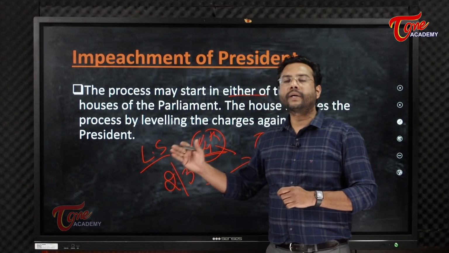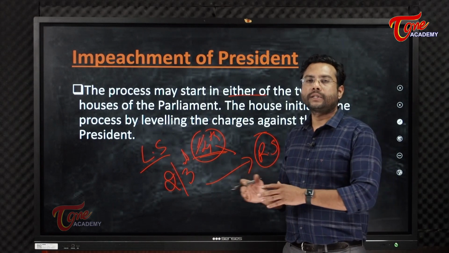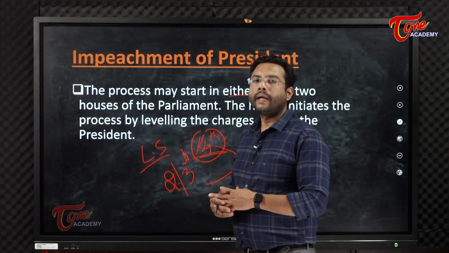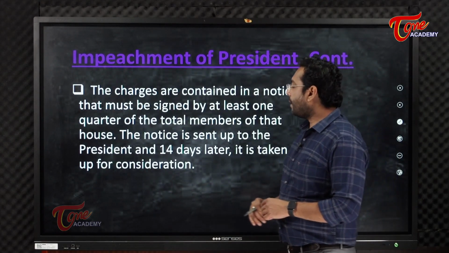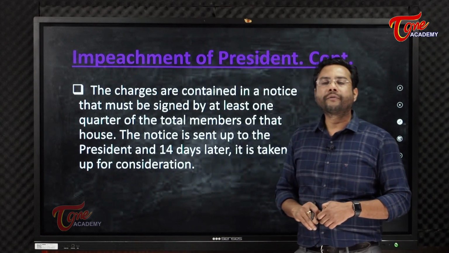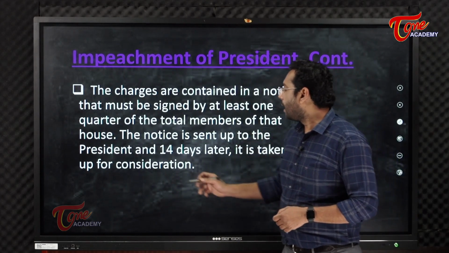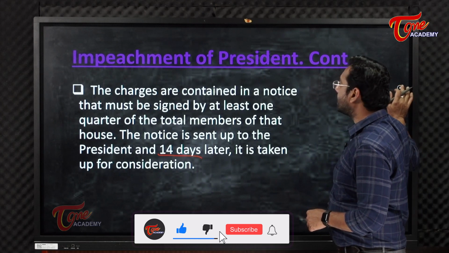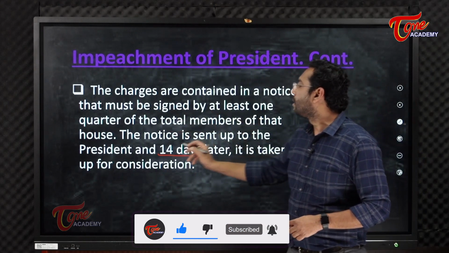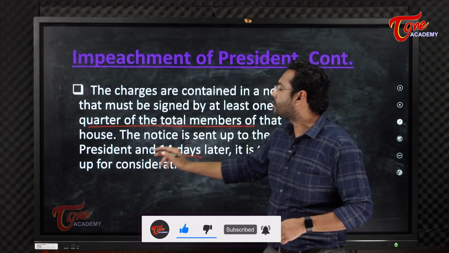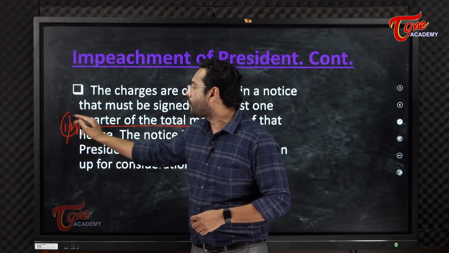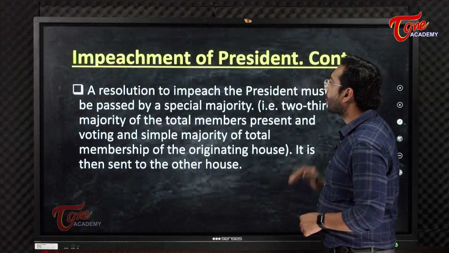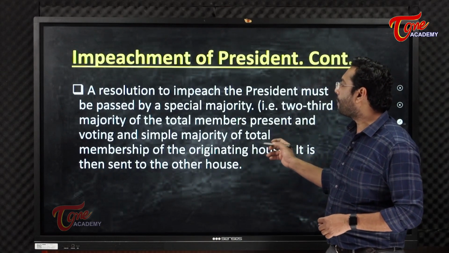In the process of that investigation, the president can also participate. The Rajya Sabha can call upon the president in the process of that inquiry. We have a notice before impeachment. A 14 days prior notice should be given to the president. It should be signed by at least a quarter of the total membership of that house. A resolution to impeach the president must be passed by a special majority.